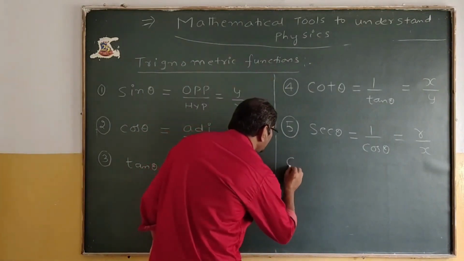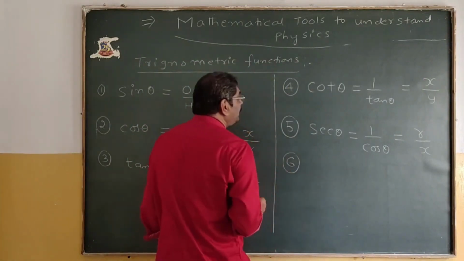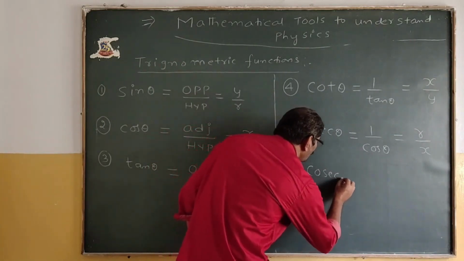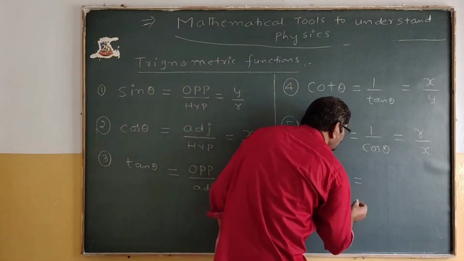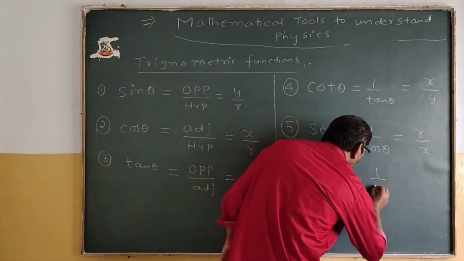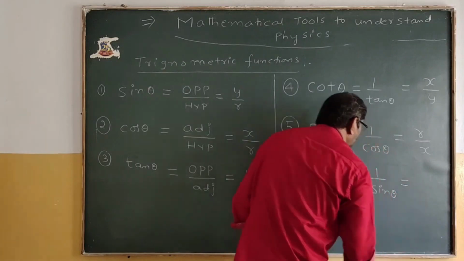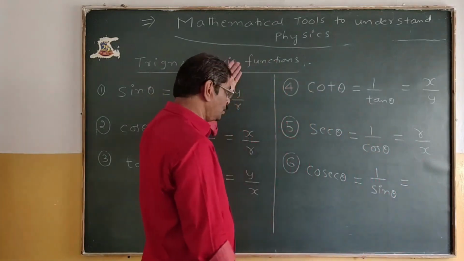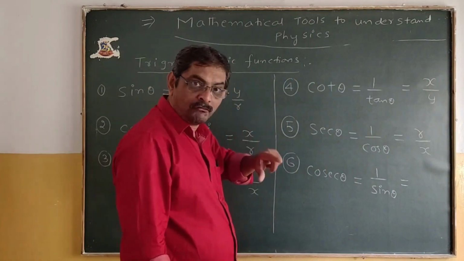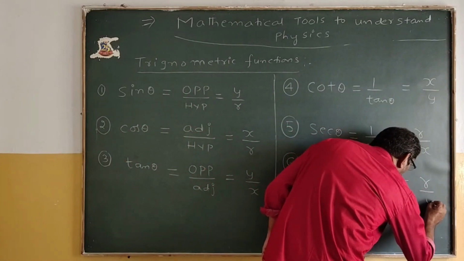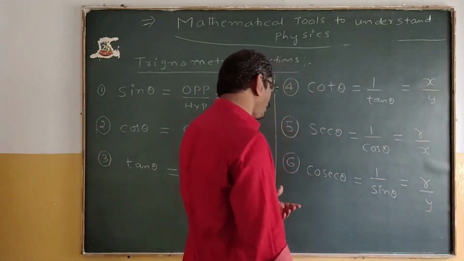Similarly, the last trigonometric function is cosec theta, which is numerically equal to 1 by sin theta. That is 1 by y by r, which becomes r divided by y.